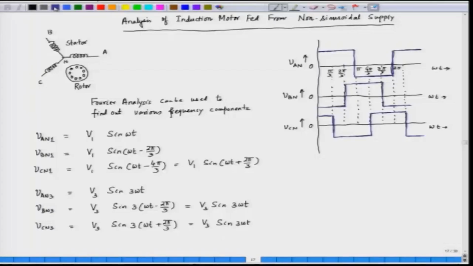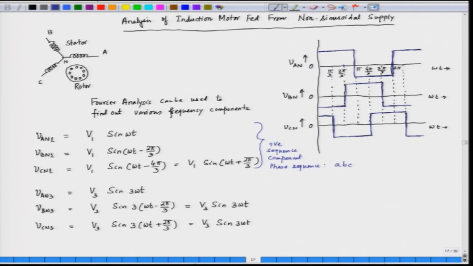So, what we find here is that the fundamental component represents a positive sequence component, where the phase sequence is ABC. So, A followed by B followed by C, and then it repeats A, B, C, and then A, B, and C. What about the third harmonic?